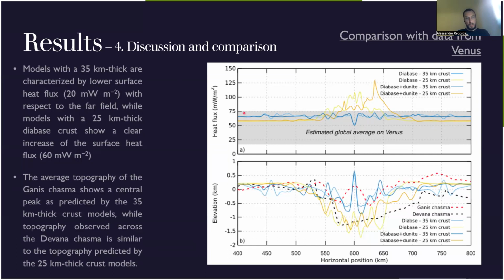And finally, the topography. We average the topography for different seeds and compare them with the topography from the Ganis Chasma and Devana Chasma. There are two different trends. For the 35 kilometers crust, we can see this peak in the middle of the basin, which is in agreement with this peak observed in the Ganis Chasma. While on the contrary, the Devana Chasma has these deeper and wider basins, which is in agreement with our models with the 25 kilometers crust.